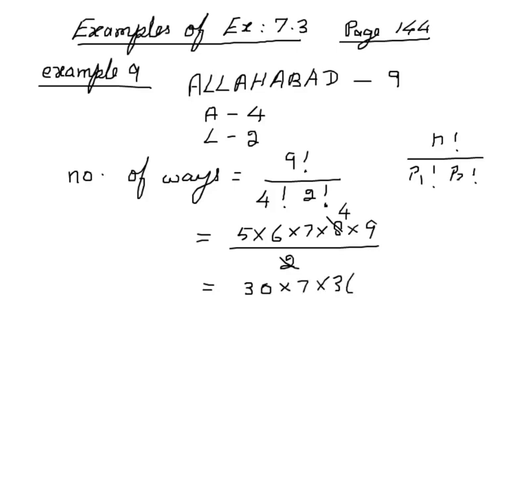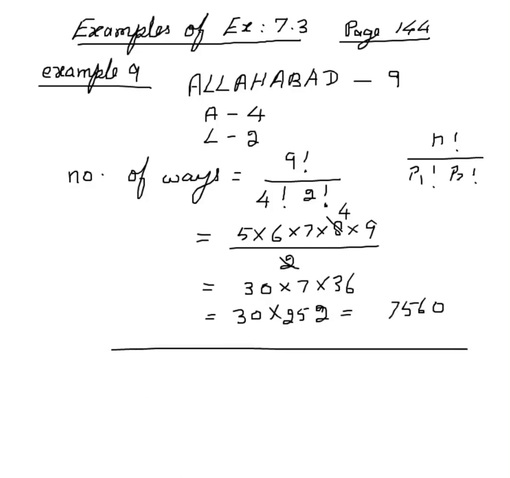30 into 7 into 36, which is 30 times 252, which is 7560.